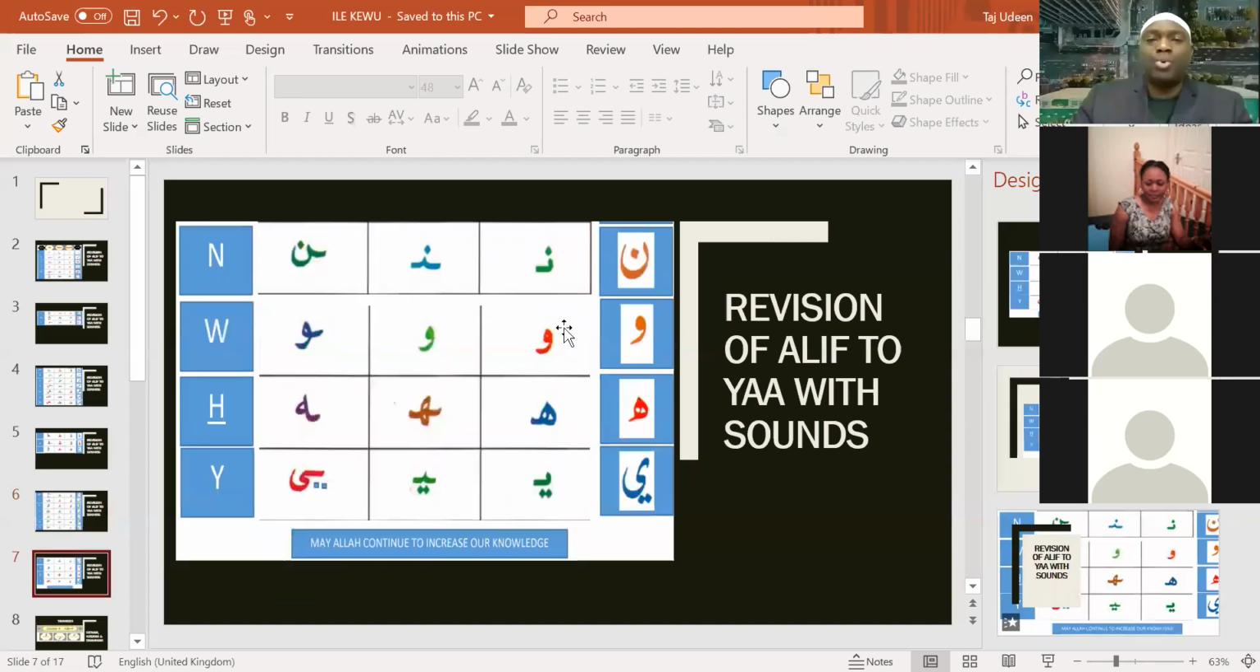Then Waw. Waw is another special letter that you can't put anything after. Waw, and it sounds like waw. Then Ha. When I put a dot on this one, it becomes round Ta. If there's no dot, it's Ha. The last letter is Ya. And Ya sounds like ye.